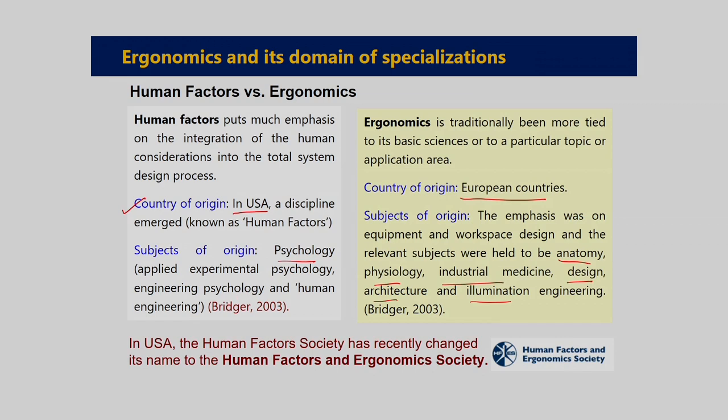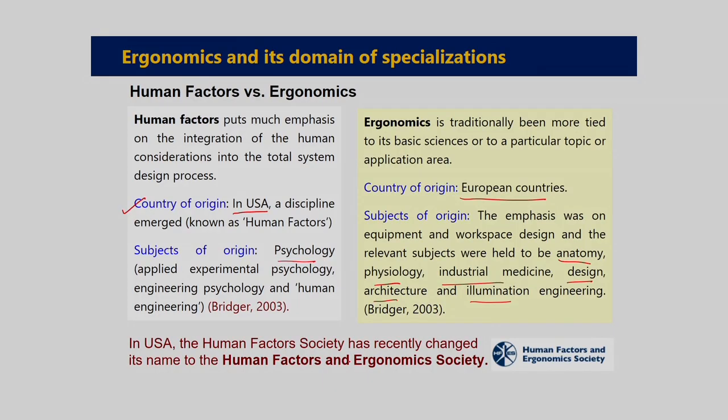In human factors, all the issues related to physical aspects came in. That is why now in human factors, we are dealing with both the physical aspect as well as the cognitive aspect. On the other hand, ergonomics, when it originated, was mainly related to the physical aspect, but later on it also included the cognitive aspect. That is why there is as such no difference at the present time. So, we can use ergonomics and human factors interchangeably.